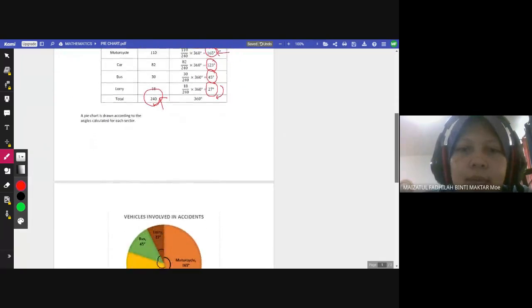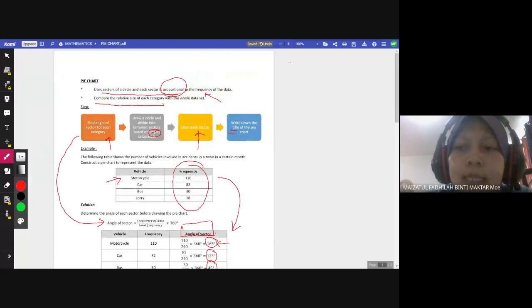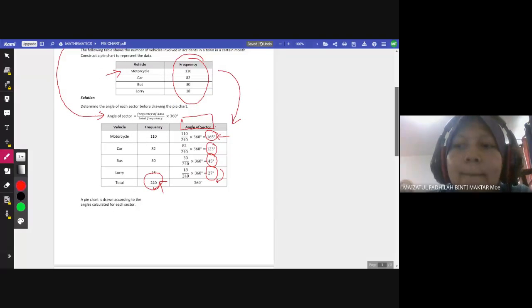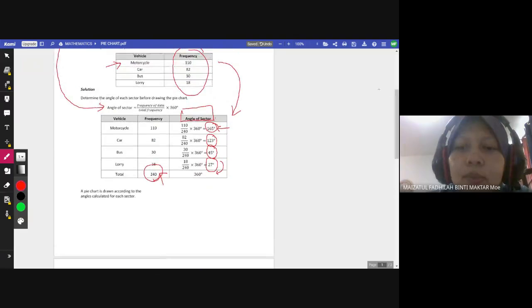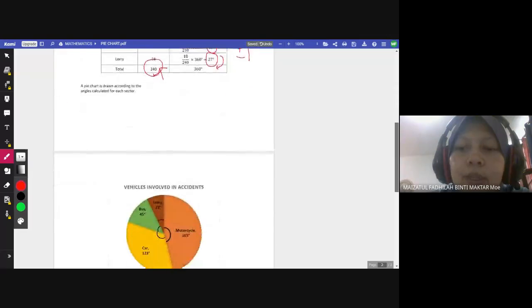What if the angle of the sector you get is different from the marking scheme? It is acceptable to be at least plus or minus one. I'm not sure if it is 0.1 or plus or minus 1, but that is only if you differ from the marking scheme.